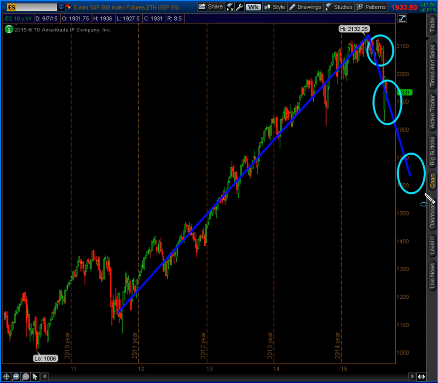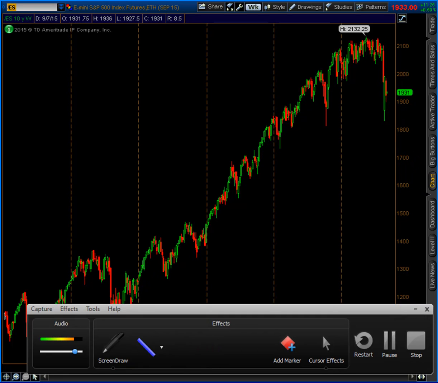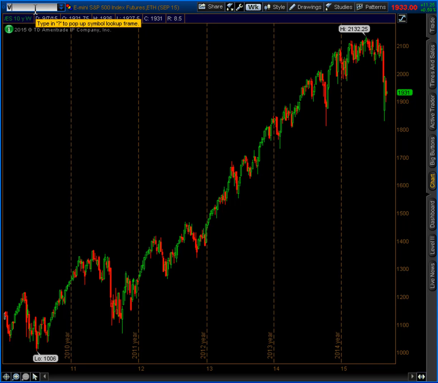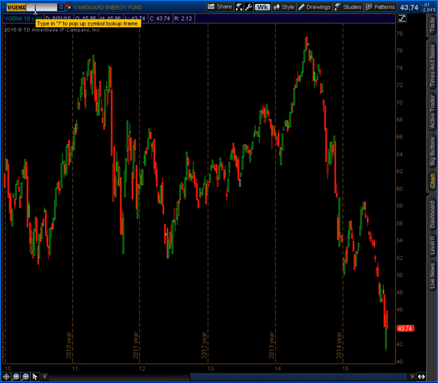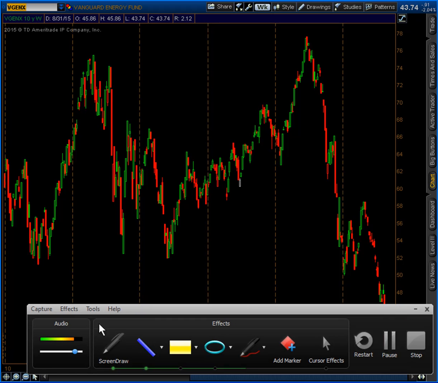So what I'm trying to say is control your own 401k. Punch in the symbol. I'll just show you one, VGENX, a Vanguard Energy Fund, which is part of my 401k. The energy sector has obviously been down. But follow the trend, draw a simple line. If the line broke around this area, they're making money, but you're not. You're done making money, so make that decision.